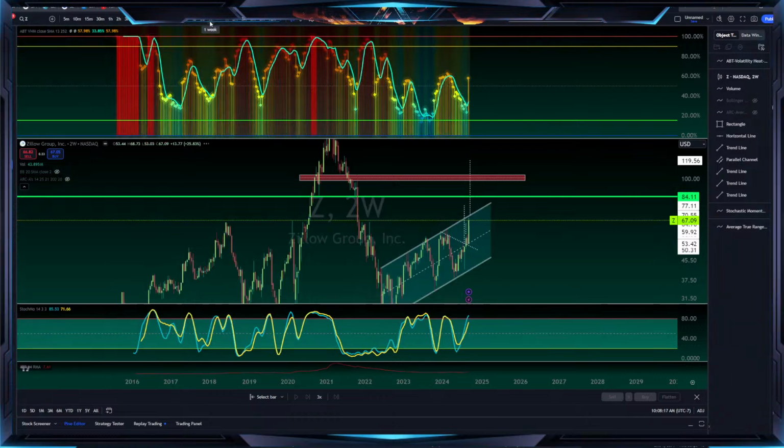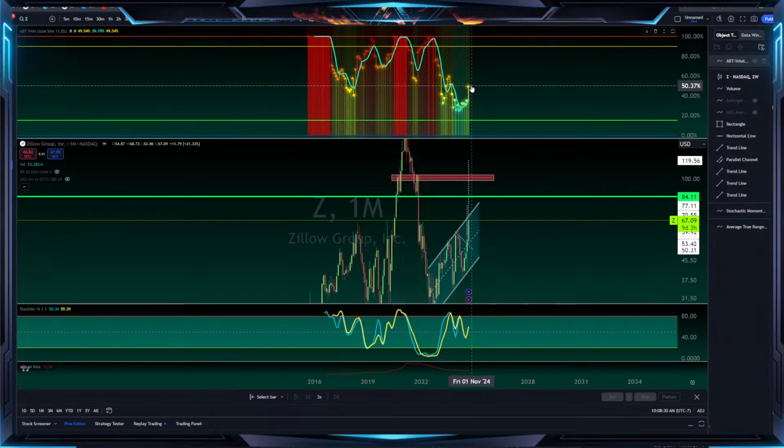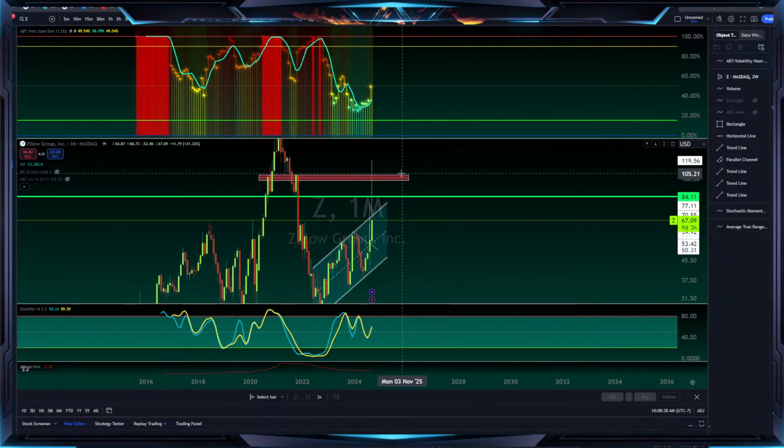But if we look at a macro, look at that. Bullish control zone, upside pivot, massive volatility spike. Bi-weekly chart, monthly chart, huge upside on that volatility. Massive upside on stochastic momentum. I am waiting.